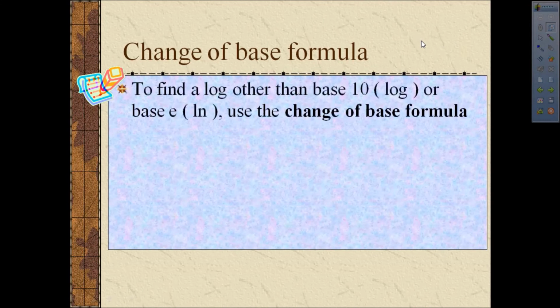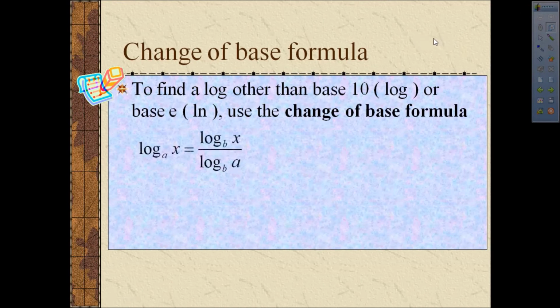Finally, we're going to talk about something called the change of base formula. This is a formula that allows us to calculate logs of other bases if all that is available to us is the log button or the natural log button. Here's the general form of the change of base formula. To find a log other than base 10 or base E, we can use this change of base formula.